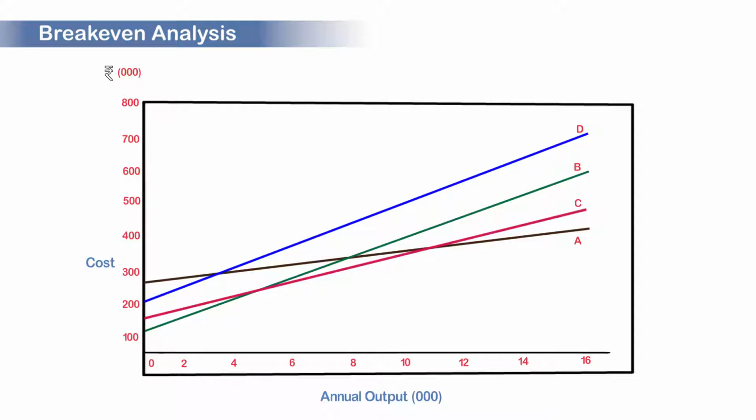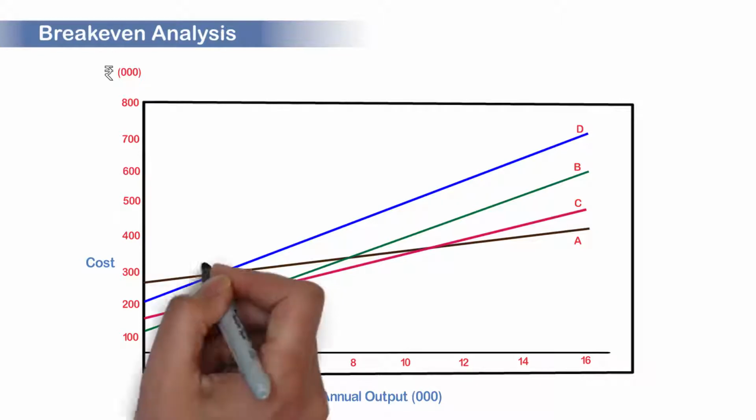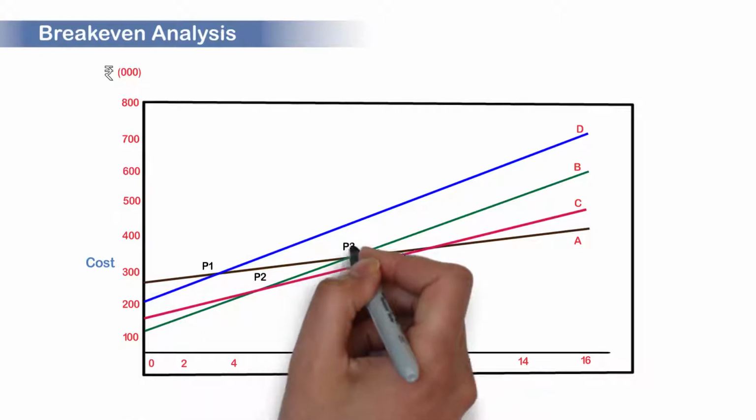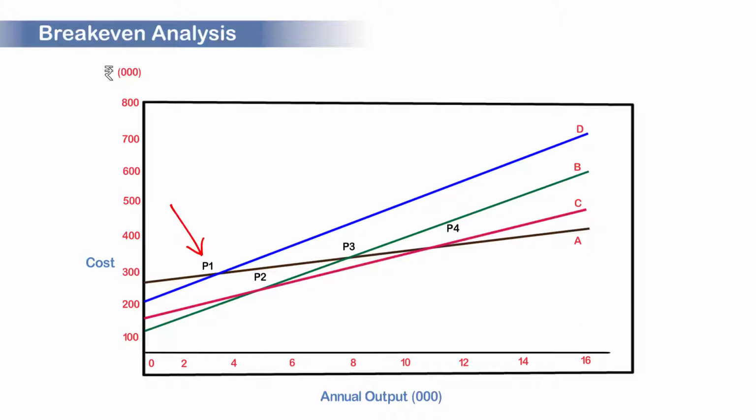We can visualize the intersection of the total cost curves, which is known as the breakpoints and is denoted by P1, P2, P3 and P4. P1 is the intersection of the total cost curve of location A and location D. P2 is the intersection of the total cost curve of location B and location C. P3 is the intersection of the total cost curve of location A and location B. P4 is the intersection of the total cost curve of location A and location C.